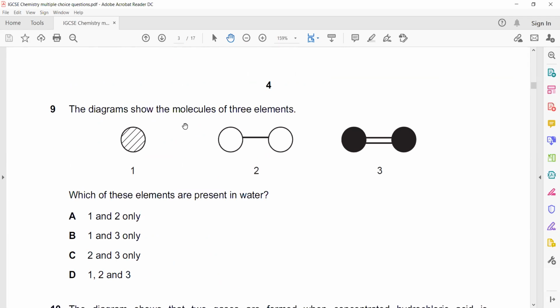The diagram shows the molecule of 3 elements. Which of these elements are present in water? First thing, if a single atom is there, it means it's group 8. Group 8 is unreactive, so they are not present. What are the elements present in water? It contains hydrogen and it contains oxygen.